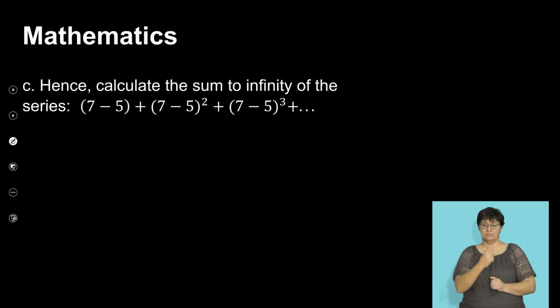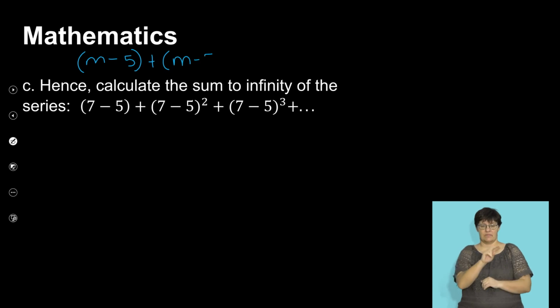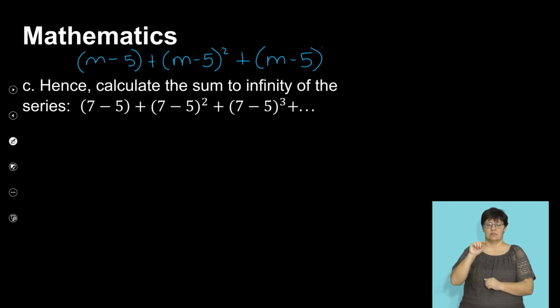So it says, hence, calculate the sum to infinity of the series 7 − 5 plus (7 − 5)² plus (7 − 5)³. So what I want everyone to do in this example is to try and see the link between what has been presented to you and what was asked. So we know the pattern was given to you as m − 5 plus (m − 5)² plus (m − 5)³. So I'm hoping that everyone can see the link.